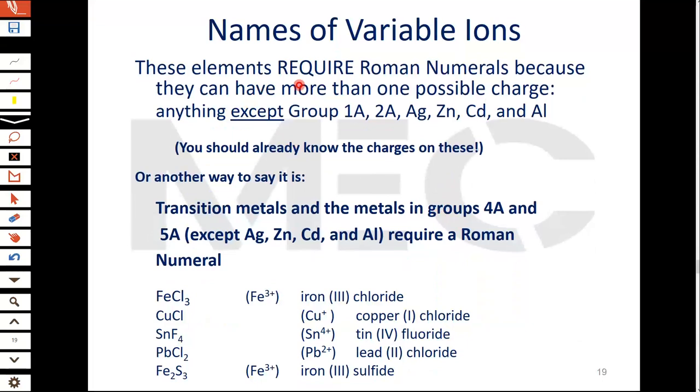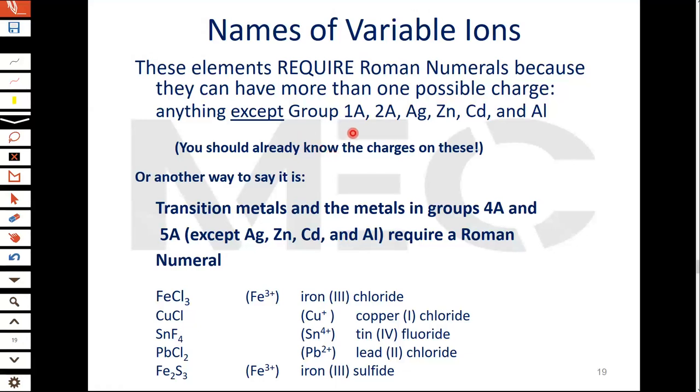These elements require Roman numerals because they can have more than one possible charge. Anything except group 1A, which is the first main group, 2A, or second main group, which are magnesium, calcium, barium, and also silver, zinc, cadmium, and aluminium. Anything except these will have more than one possible charge. You should already know the charge of these.